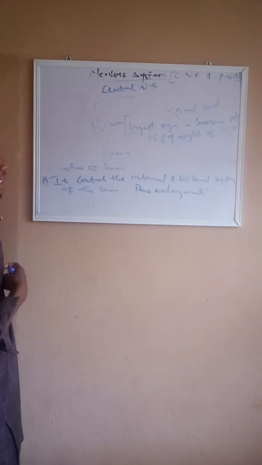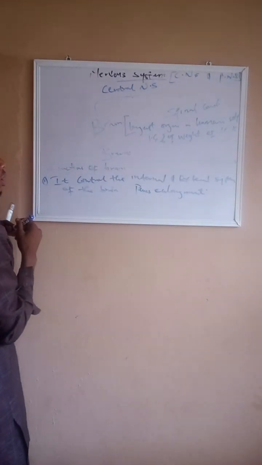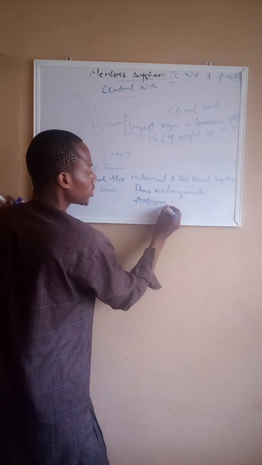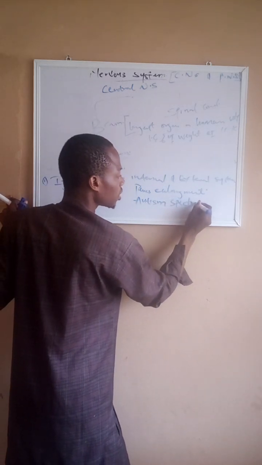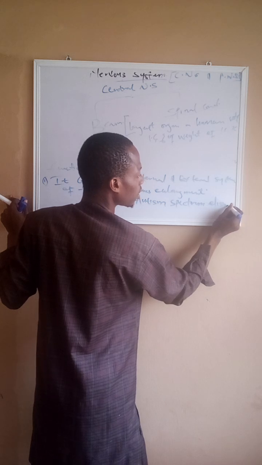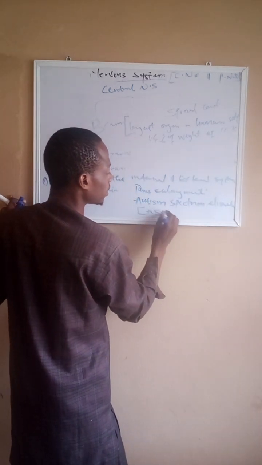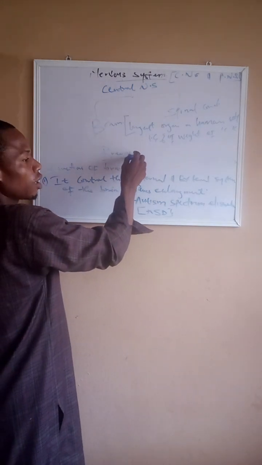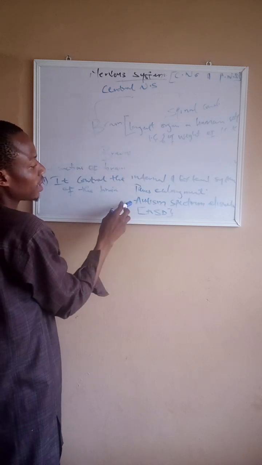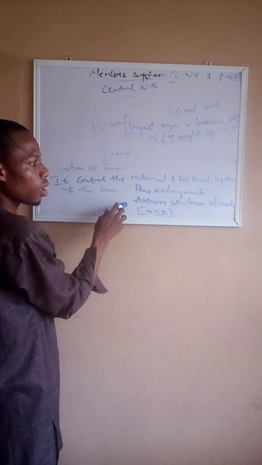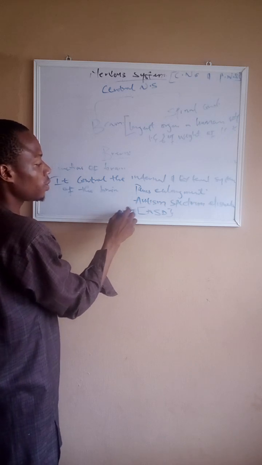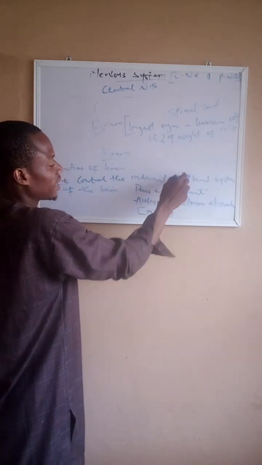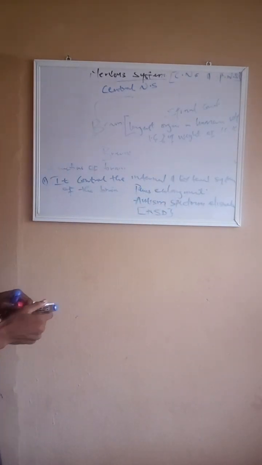Let's now take the internal system. Let's say someone has autism spectrum disorder, ASD. This is another brain deficit or brain disorder that affects the ability to communicate, speak, and do repetitive things. So that means that the brain has the ability to control both the internal and the external system of the body. That is one of the functions of the brain.